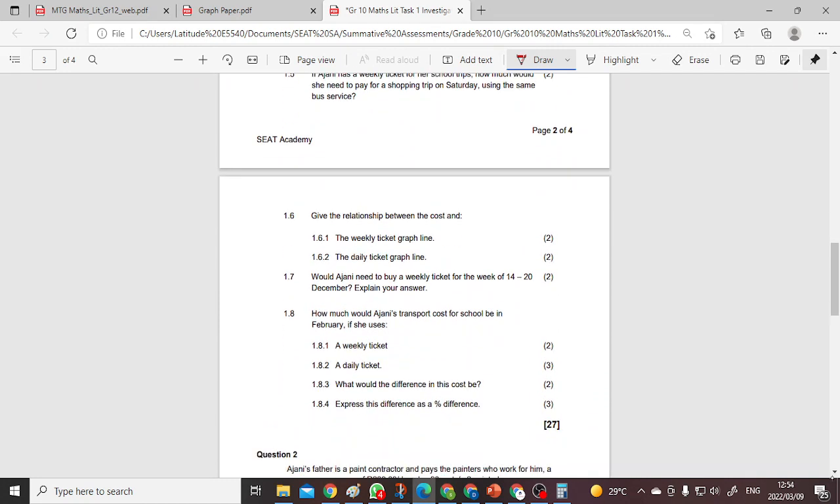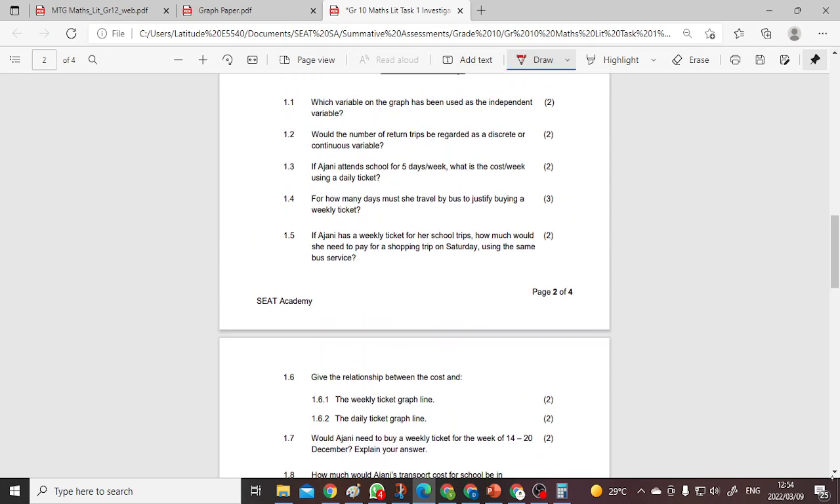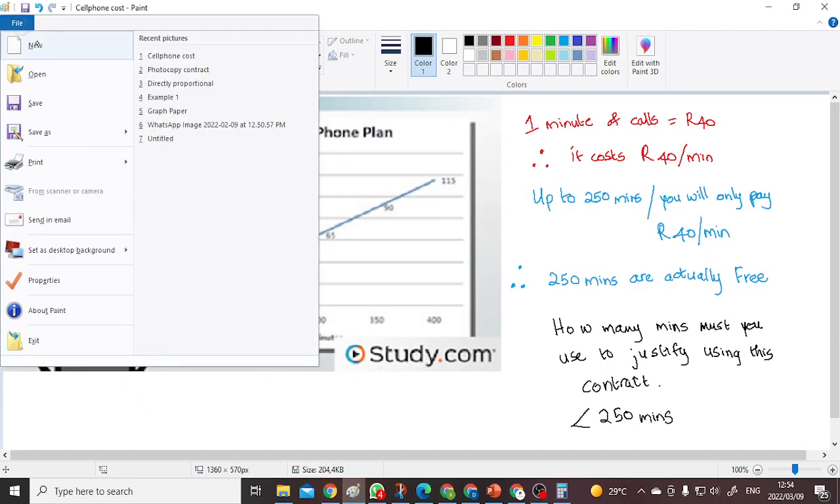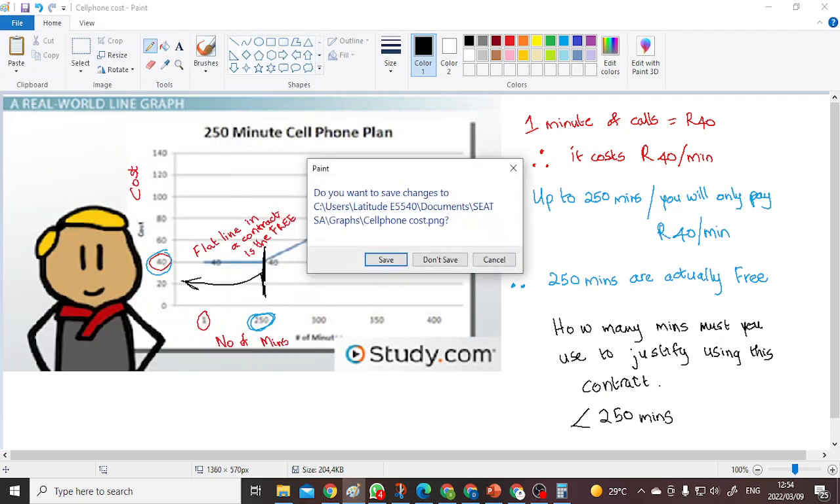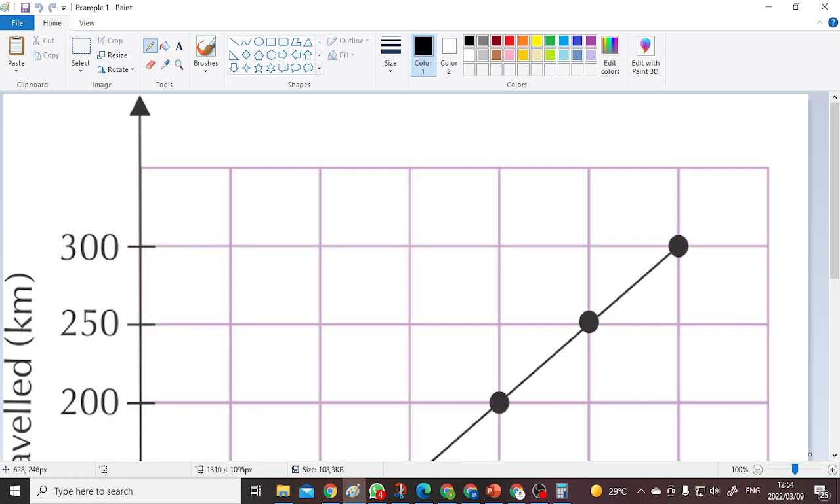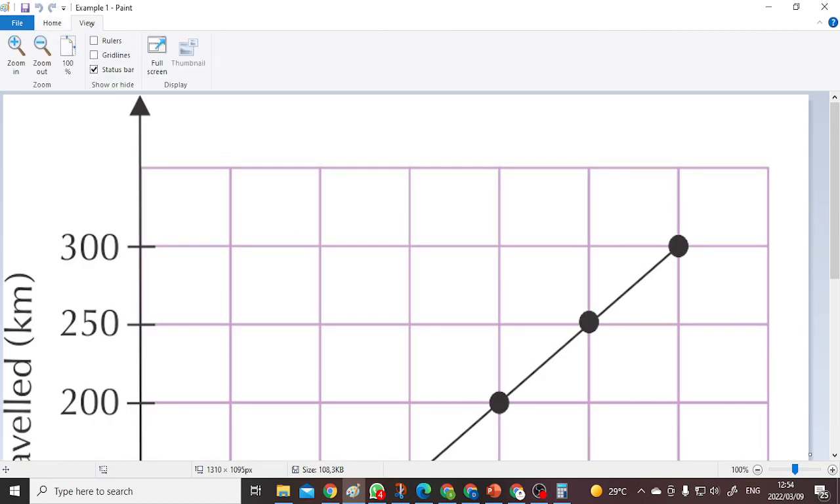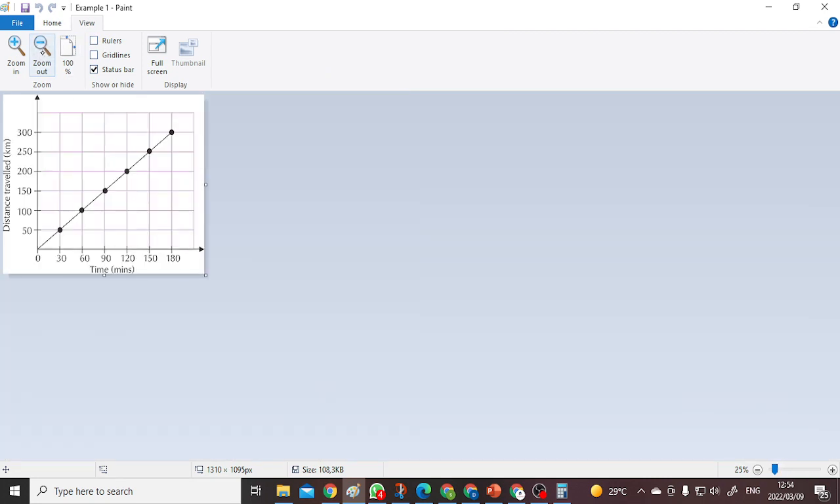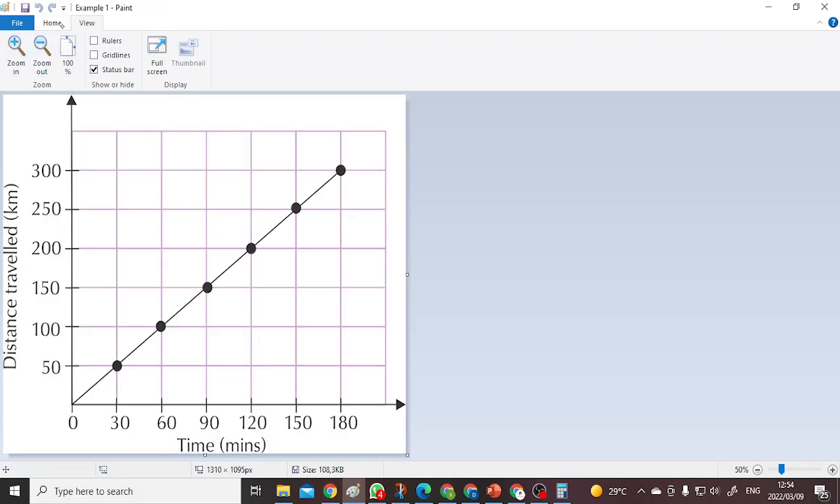Now, the relationship between the cost and the weekly ticket. There are 2 ways of describing this, and I'm going to show you on example 1. Yes, save that. It's this one, but it now went big again. View, zoom out. There we go. Zoom out one more time. It's too small. Right.